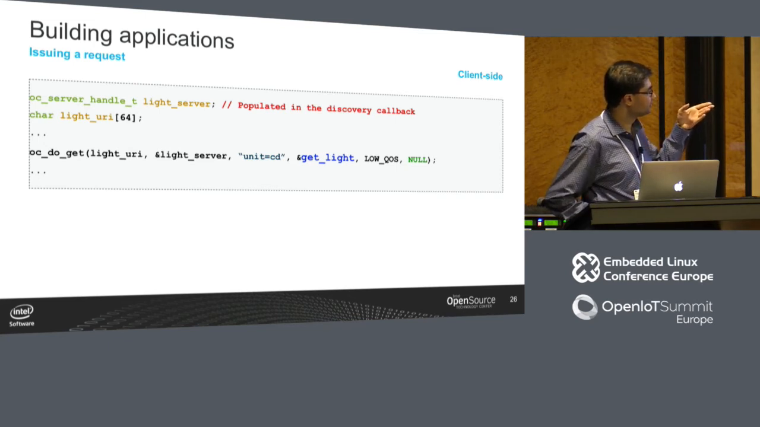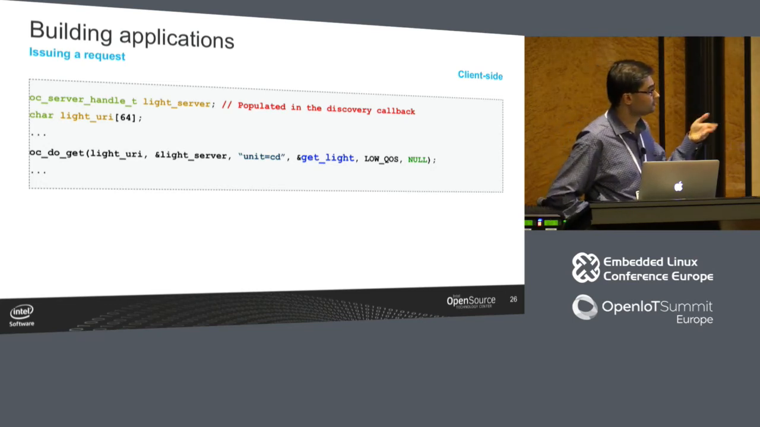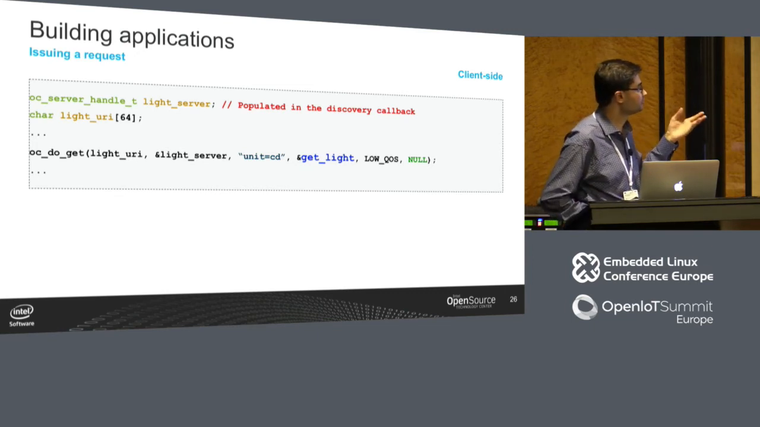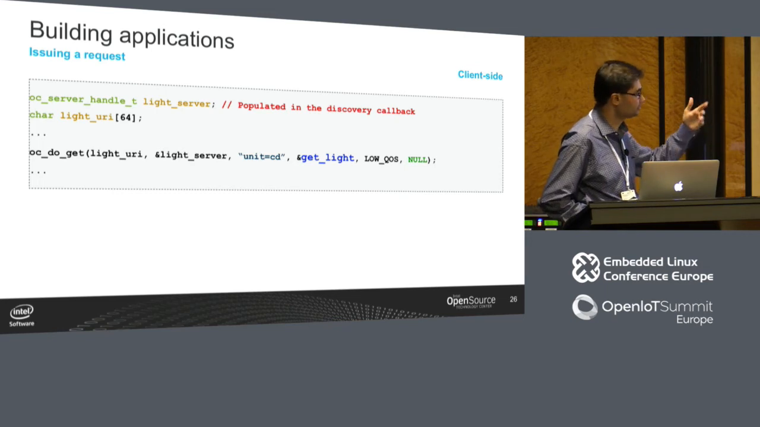In this case, this particular request is choosing to not use CoAP's reliability mechanism, which is the confirmable request part, which I mentioned earlier. And so in order to do that, it's just mentioning low QoS as a parameter, which as a result sends a non-confirmable request that doesn't expect any acknowledgement.